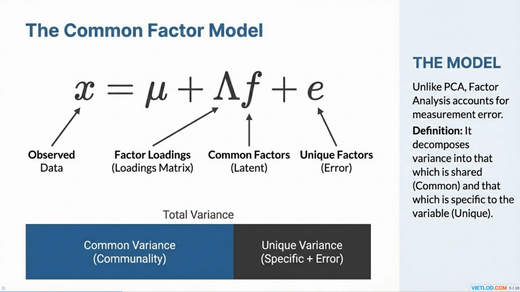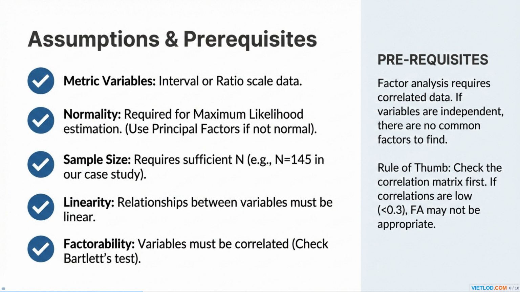Unlike PCA, principal component analysis, factor analysis explicitly models this measurement error. This means that total variance of each variable is decomposed into 2 parts: common variance, called communality, which is shared with other variables, and unique variance, which is specific to that variable plus random error.